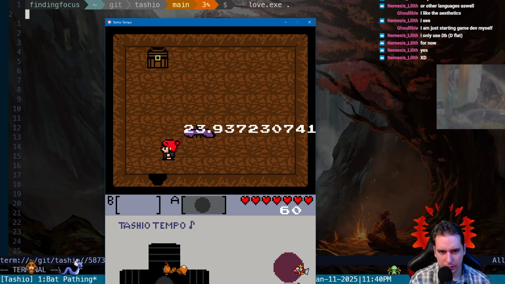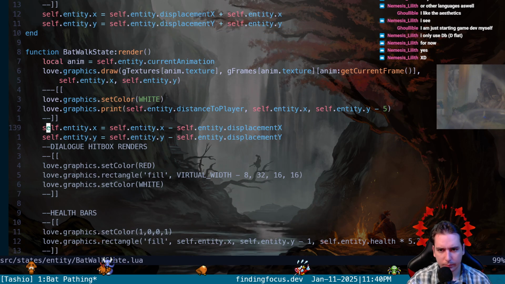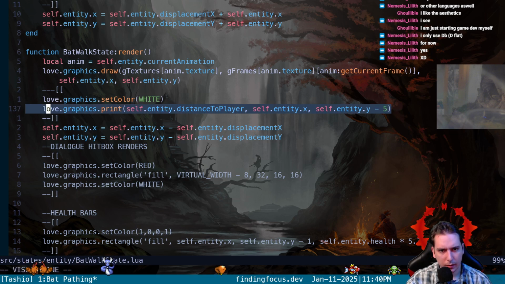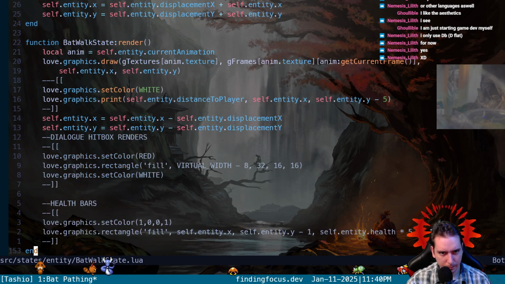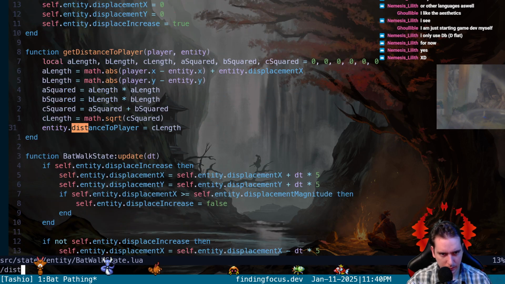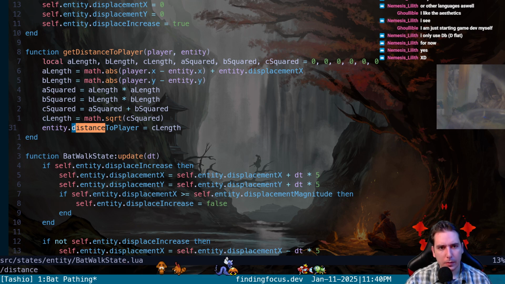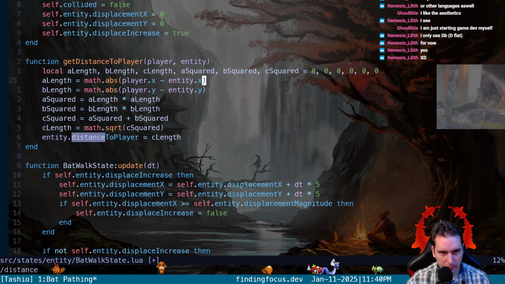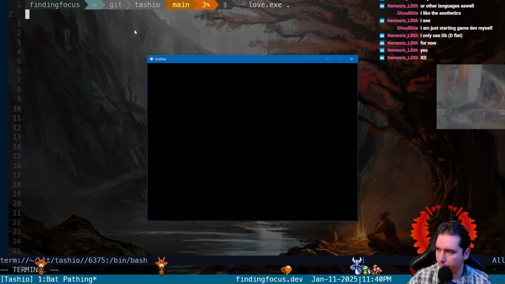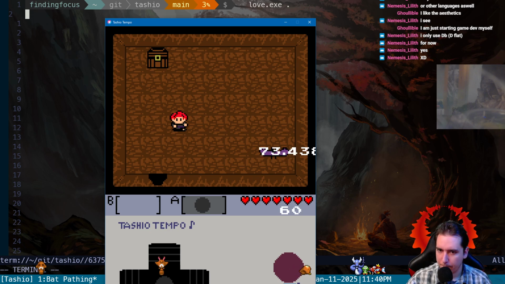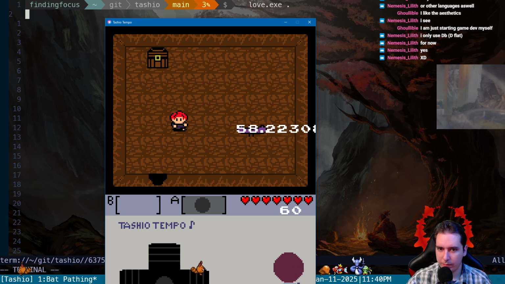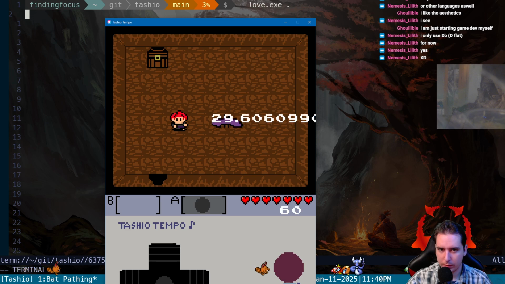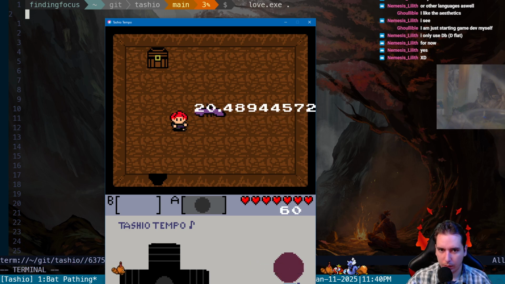So it's like his logic. Distance to player is using the C length here. Okay, let's take out this displacement X here and see if that is fixing this a bit, because we should be only 25 pixels away. He should stop once he's 25. Okay, well, shit.